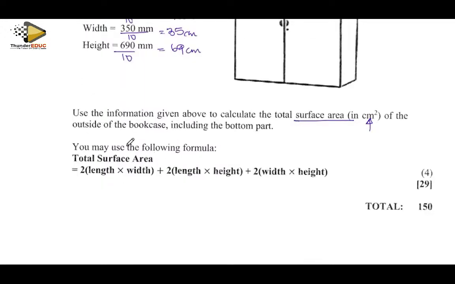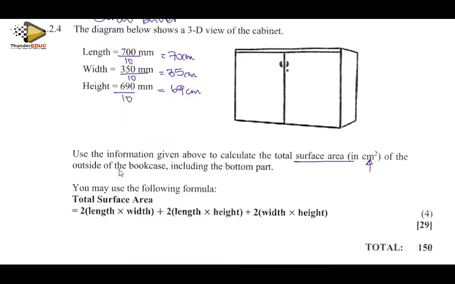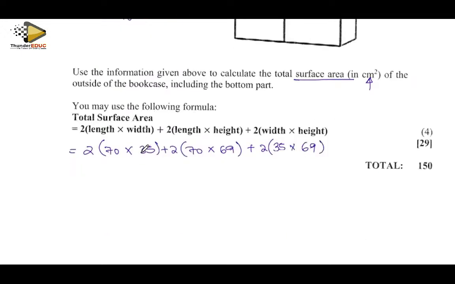What do we do next? We come and substitute into the formula. The formula tells us 2 open brackets 70 times radius, which is 35, plus 2 into length, which is 70 times the height, plus 2 into width, which is 35 times 9 as the height. At this moment in time, put it in a calculator and you get your final answer.